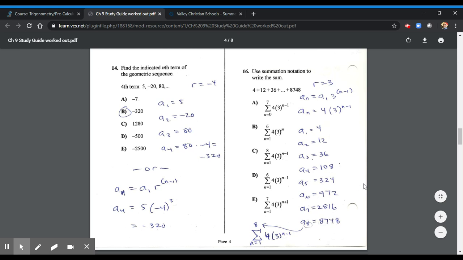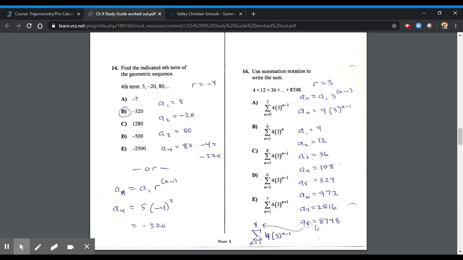Okay. So it looks like my last term is the 8th power here. So it turns out to be 4 times 3 to the n minus 1. So it's an 8 term sum, so the answer is going to be C. Yeah, I just did it the long way, just by doing each one individually.